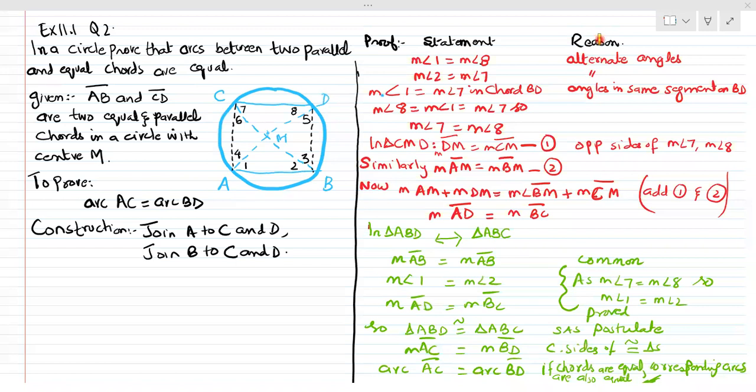Okay, this is question number 2 from exercise 11.2, and the statement is that in a circle, prove that arcs between two parallel and equal chords are equal. So we have taken a circle. We have taken this circle.